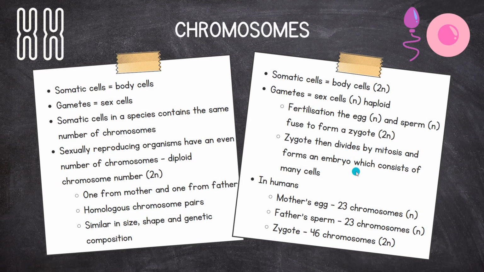So the zygote will then divide by mitosis and then forms an embryo which consists of many cells, and obviously this will become the baby. So in humans, the mother's egg has 23 chromosomes, which is your haploid. The father's sperm has 23 chromosomes, again haploid, and this will form the zygote, 46 chromosomes, diploid. Okay.